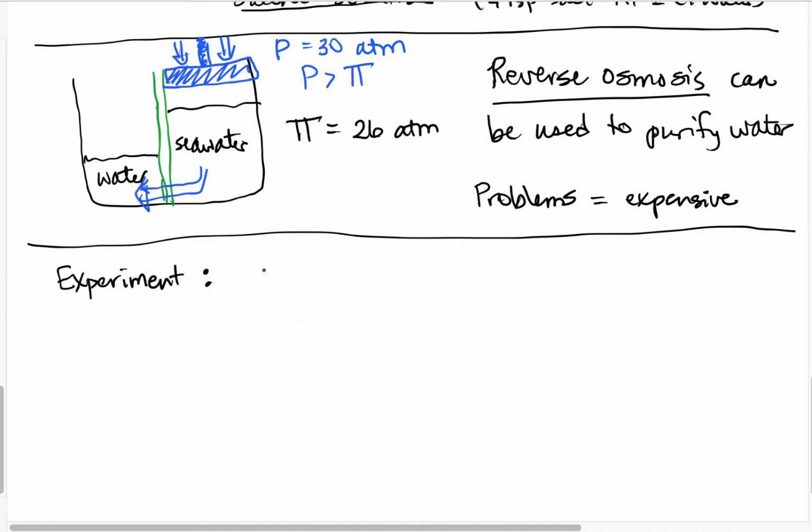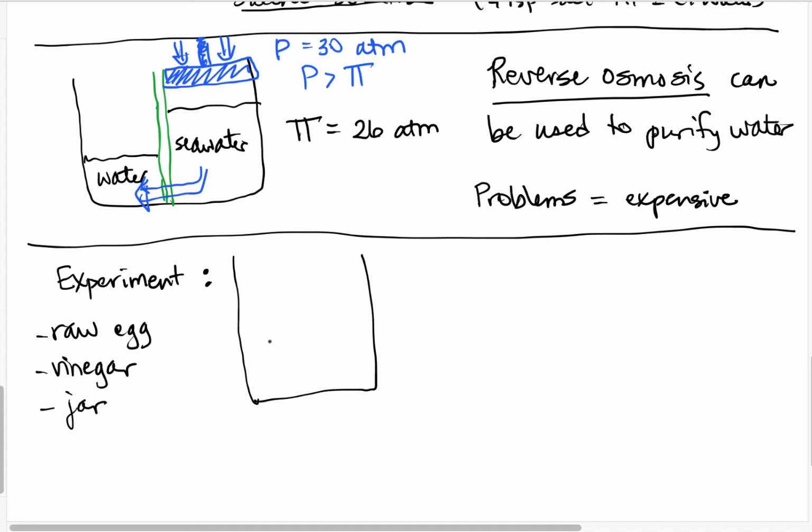So I want you to take a raw egg. Here's your ingredients list. And then you need some vinegar. Just white vinegar is fine. You need a jar or some kind of container. And that's basically it. So you're going to take your jar, put your egg in, and put your vinegar on top of it. This is for the first part of the experiment.